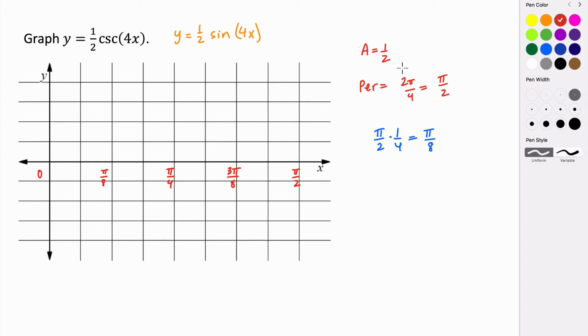And then it has an amplitude of 1/2. So we'll call this 1/2, and we'll call this -1/2. So our sine function starts at an x-intercept, goes up to its maximum, back to an x-intercept, down to its minimum, back to an x-intercept. So this is our sine function here.